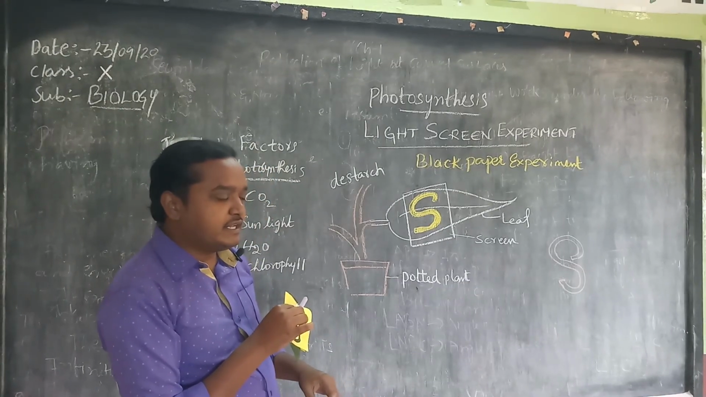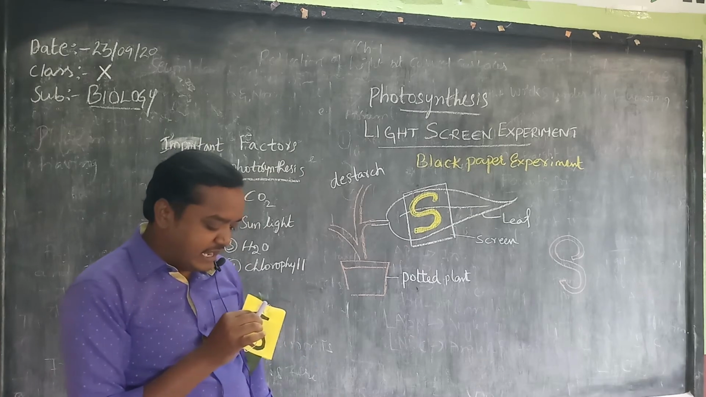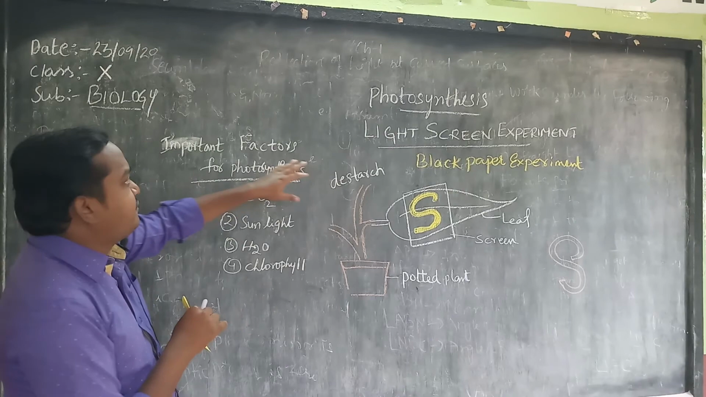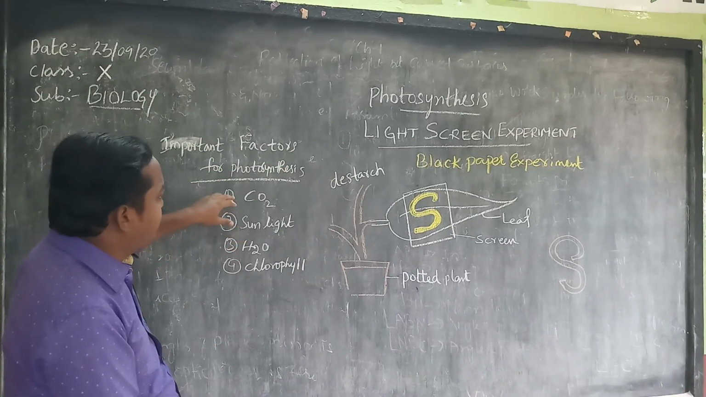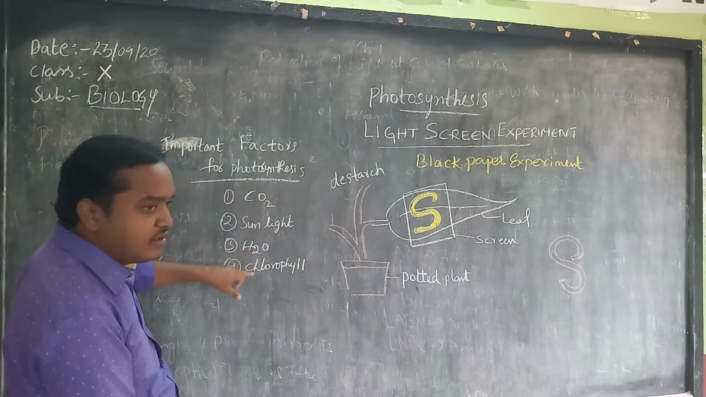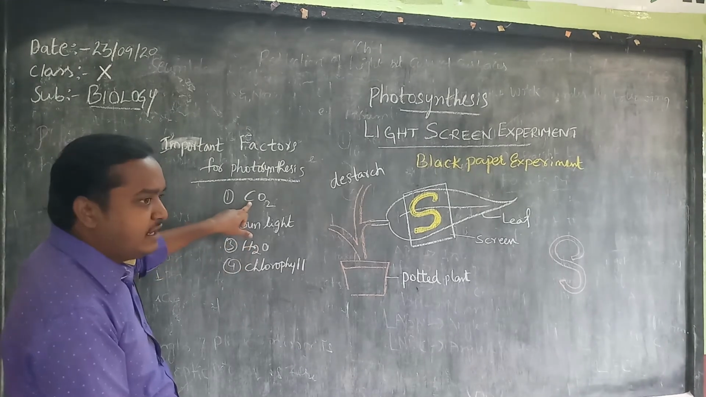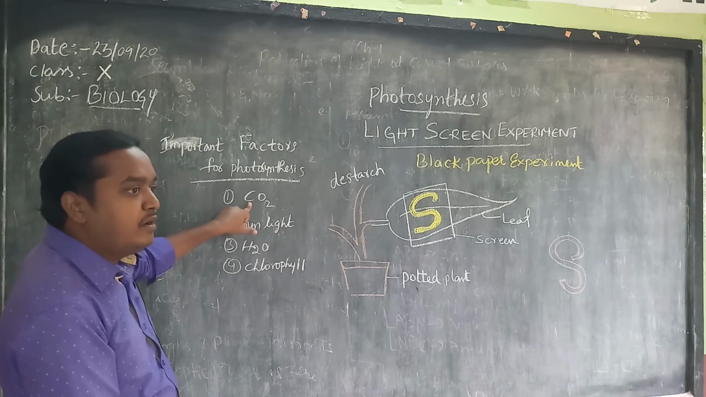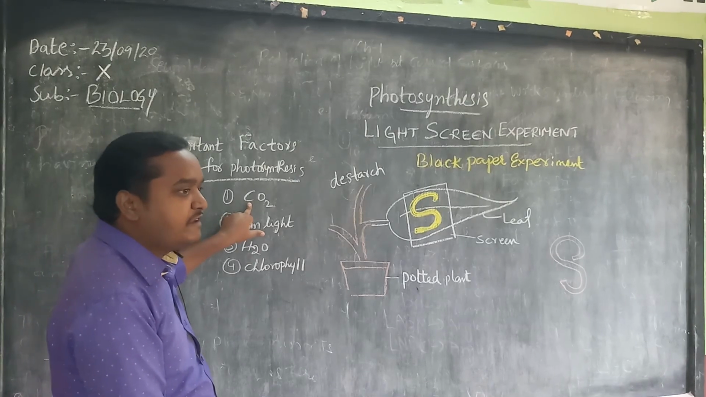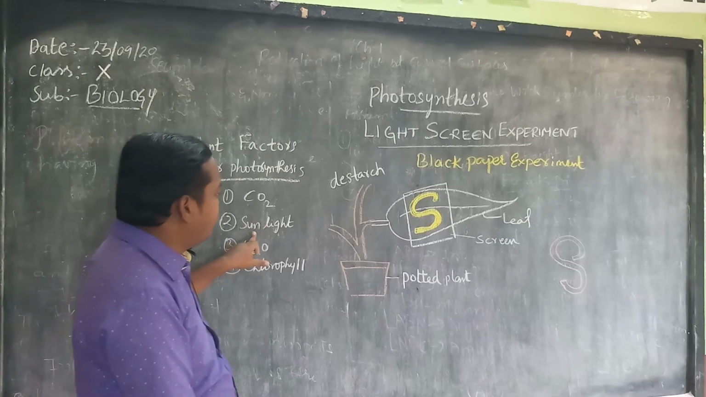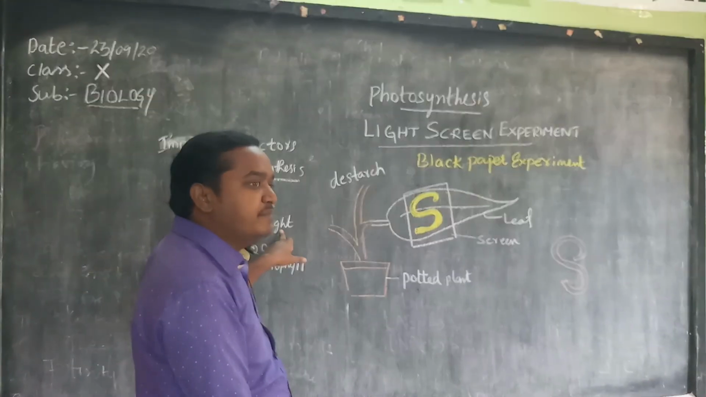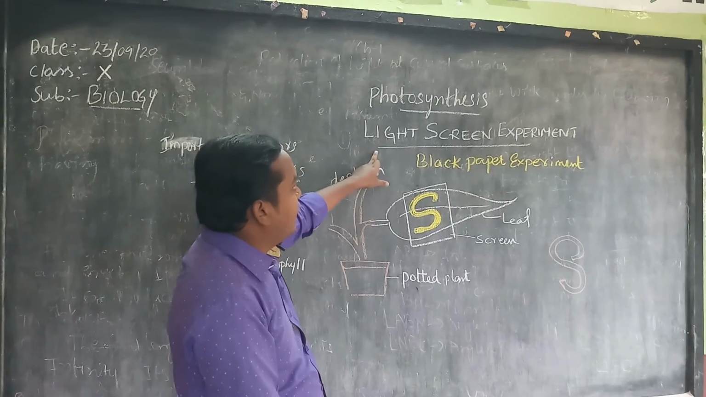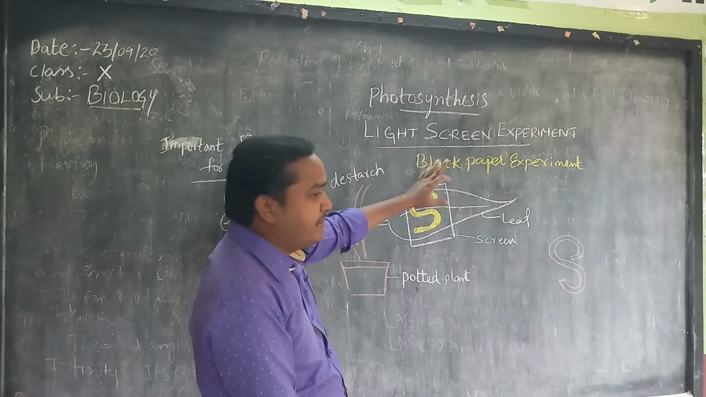Shall I repeat it once again? Yes, for the last time I will repeat it. For photosynthesis, four factors are important: carbon dioxide, sunlight, water, and chlorophyll. Carbon dioxide is compulsory, which is proved by the experiment called Moll's half-leaf experiment. Today's class is about sunlight. Is sunlight important or not? For that we are doing the experiment called the light screen experiment or black paper experiment.